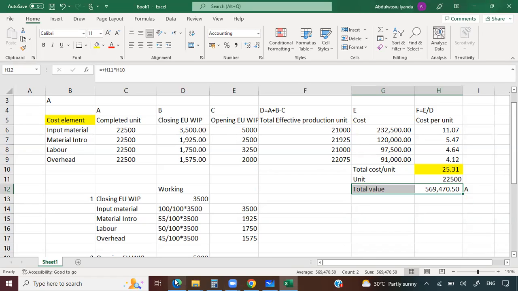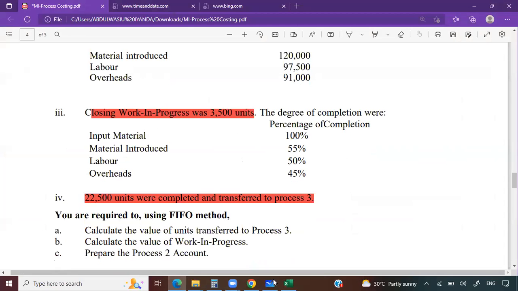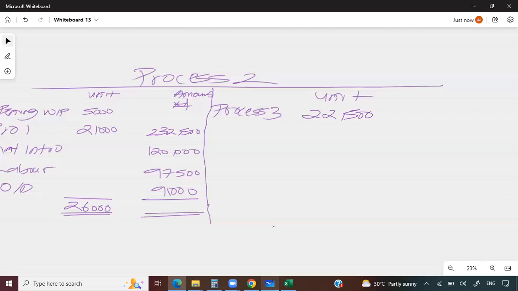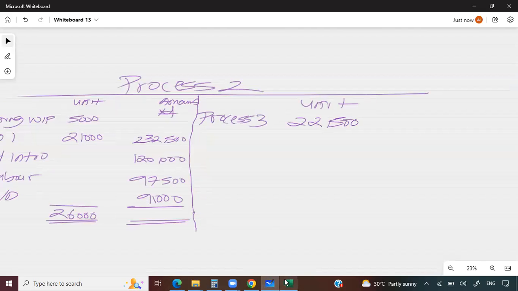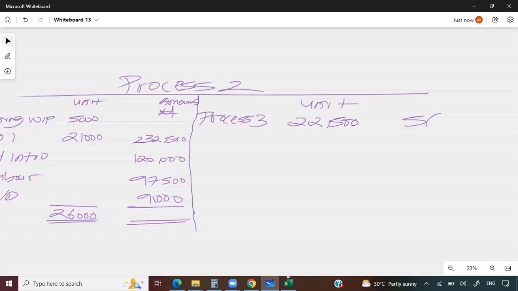Calculate the value of the units. What is the value now? We have determined the value, and the value is 569,470. This is the amount.